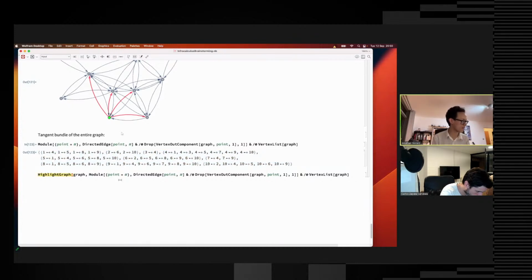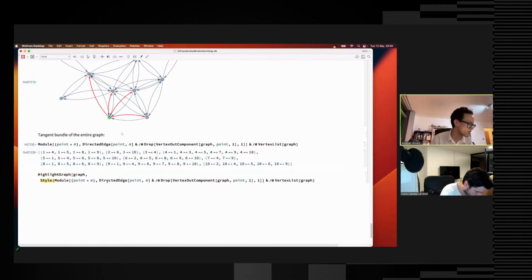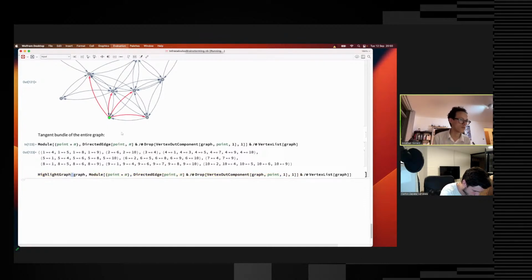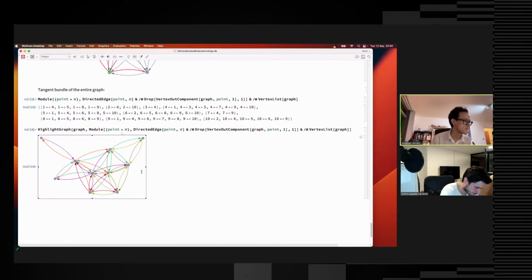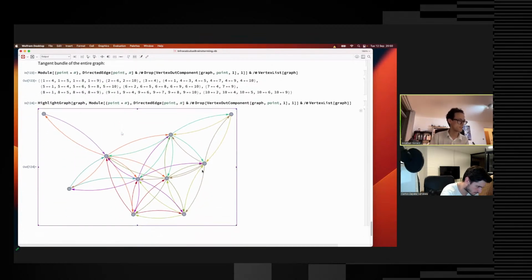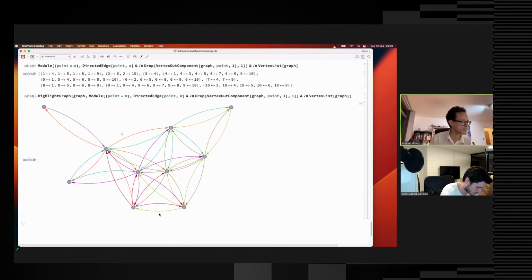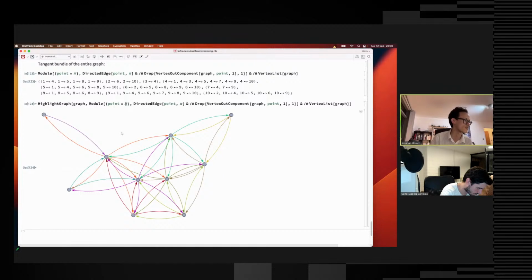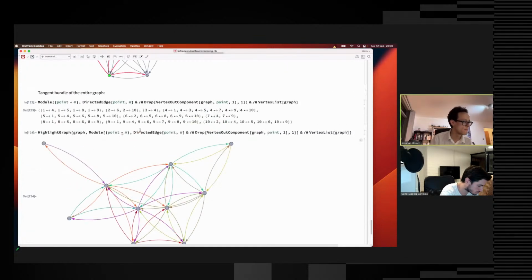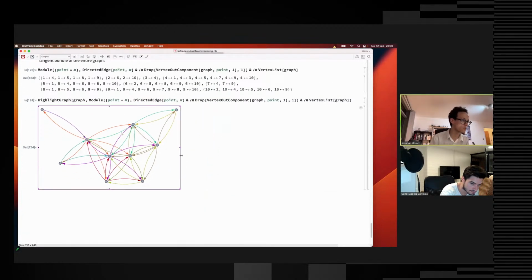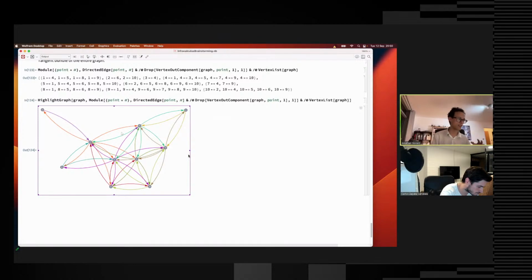So if I say highlight graph of that and do style of this thing, well, actually, if I just do that, I think it will highlight each one in a different color. There we go. I don't know if that's a useful graphic or not, but that's some graphical indication of a tangent bundle. Each individual tangent space in the bundle is highlighted in a different color.